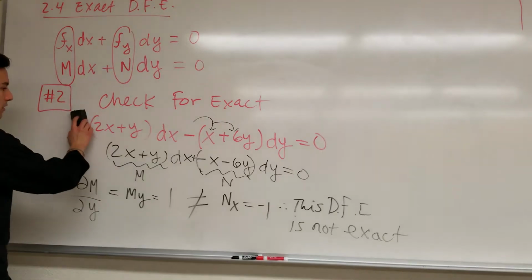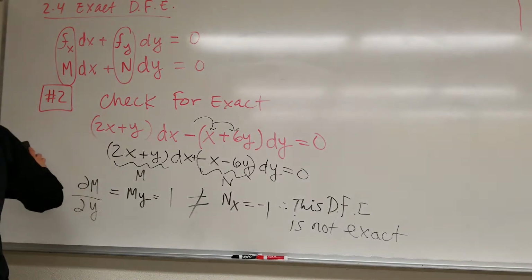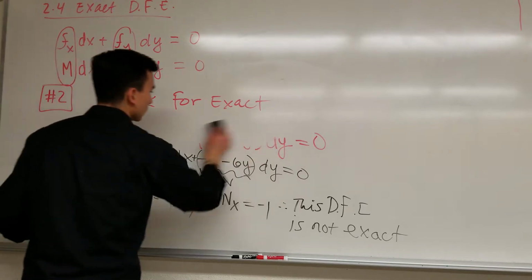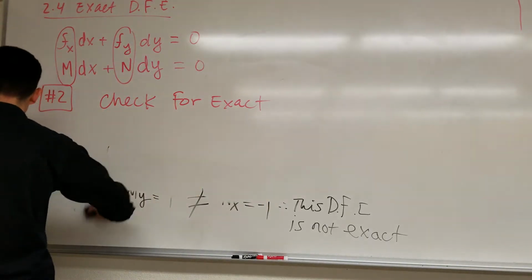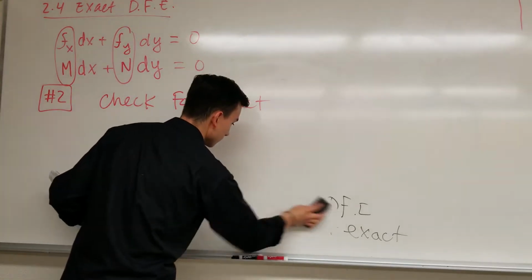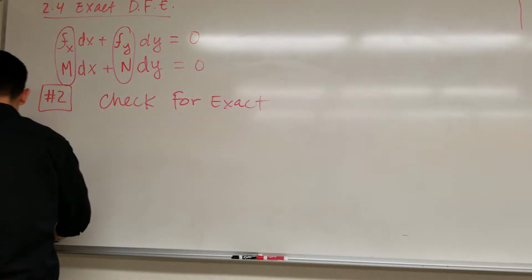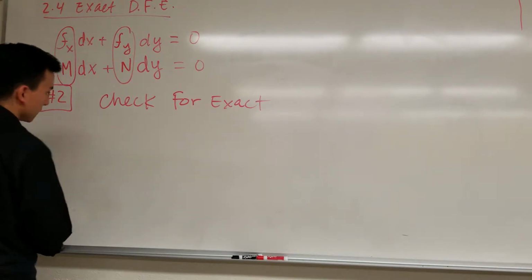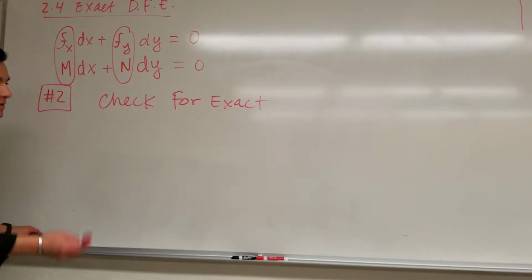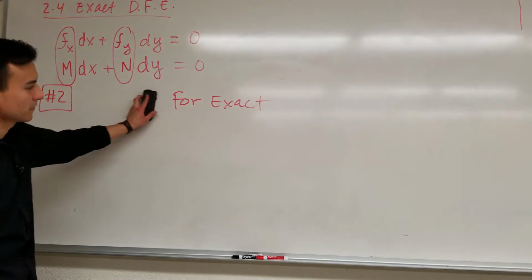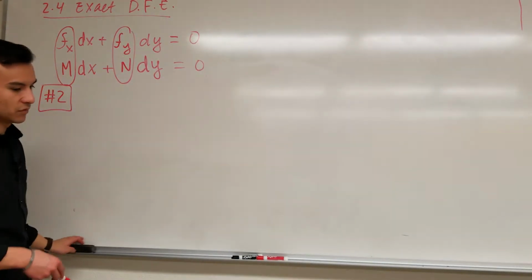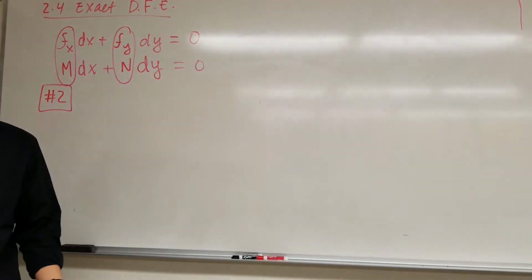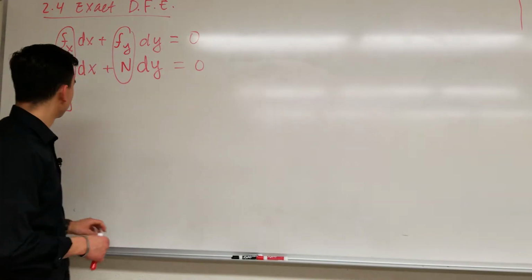Let's go ahead and do another problem. So now that we have an understanding of how to check for exact, it's going to be the same thing for all of them. If you're going to check for exact or not, when the partials are equal to each other, it's going to be exact. You answer the question. Boom. So now let's actually solve these equations.